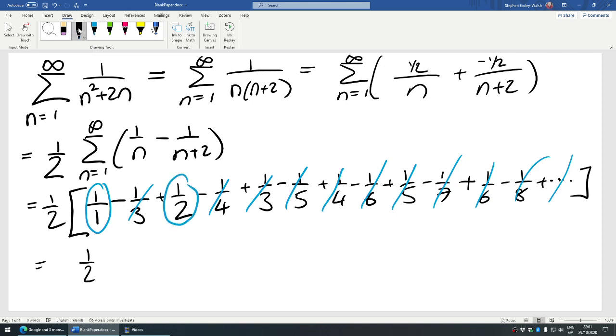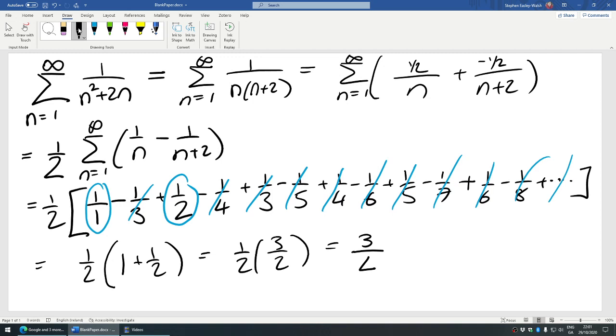So that would be a half times 1 plus a half, which will be a half times 3 over 2, which looks like it will be 3 over 4. That's a nice one. I like that one.